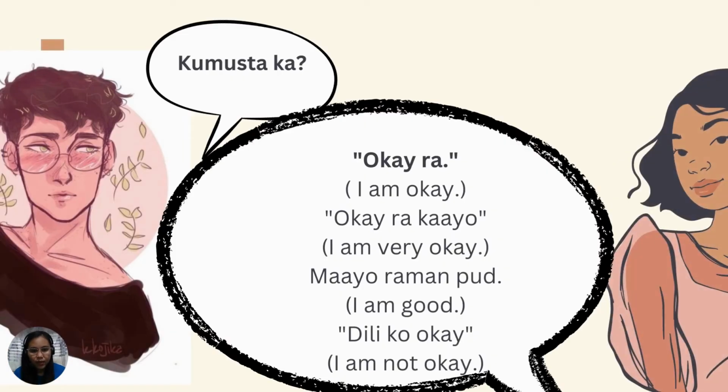So, for example, someone will ask you, kumusta ka? And your reply will be, if you want to say I'm okay, you can say okay ra. And if you want to say I am very okay, the Cebuano term for that is okay ra kaayo. Then you can also say maayo ra man pud. That's I am good in English. And dili ko okay or dili ko maayo means I am not okay in English.